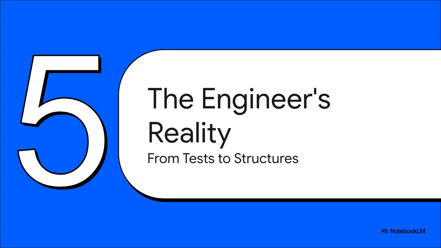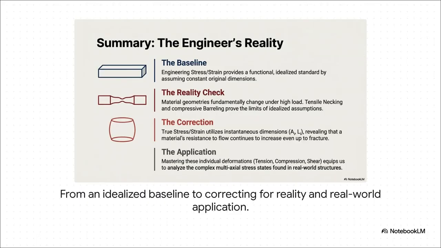Whew. Okay, so we've gone on quite a journey here, from a simple, really practical model to one that's a bit more complex, but a whole lot more accurate. So let's just recap how all these ideas fit together in the real world of engineering. We started with our baseline, engineering stress and strain, that idealized model that works great for the elastic part of the journey. Then we hit a reality check. Things like necking showed us where that model breaks down. This led us to the correction, using true stress and strain to understand the material's actual behavior all the way to fracture.